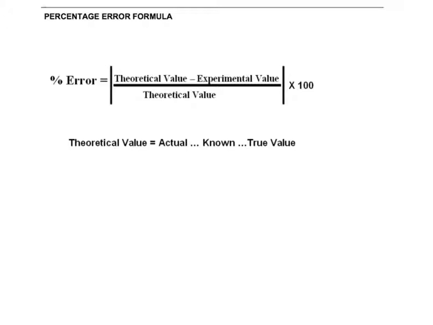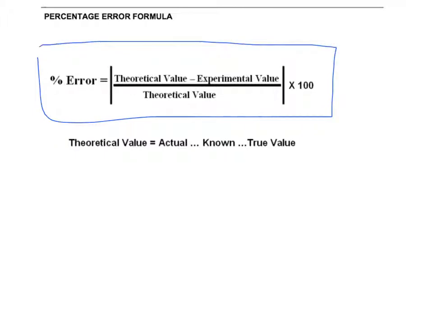Another formula you need to know is the percent error formula. So here it is right here. Make sure you get that formula down in your notes. And when we're talking about the theoretical value, that's the actual value, the known value, or the true value. If you see any of those words, you know that's the theoretical value. And the experimental value here is the one that you find in your experiment.